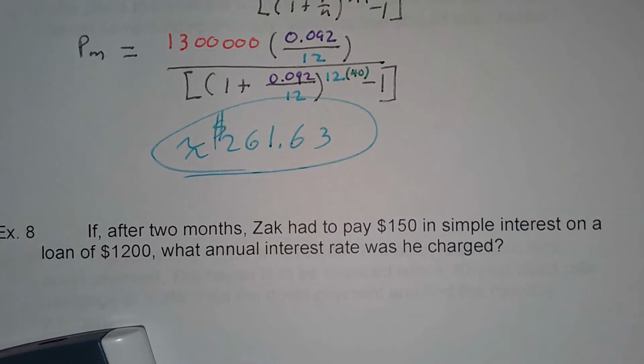Now sometimes in the textbook they're going to ask you to round up. If they say round up, then you'd round that up to $261.64.